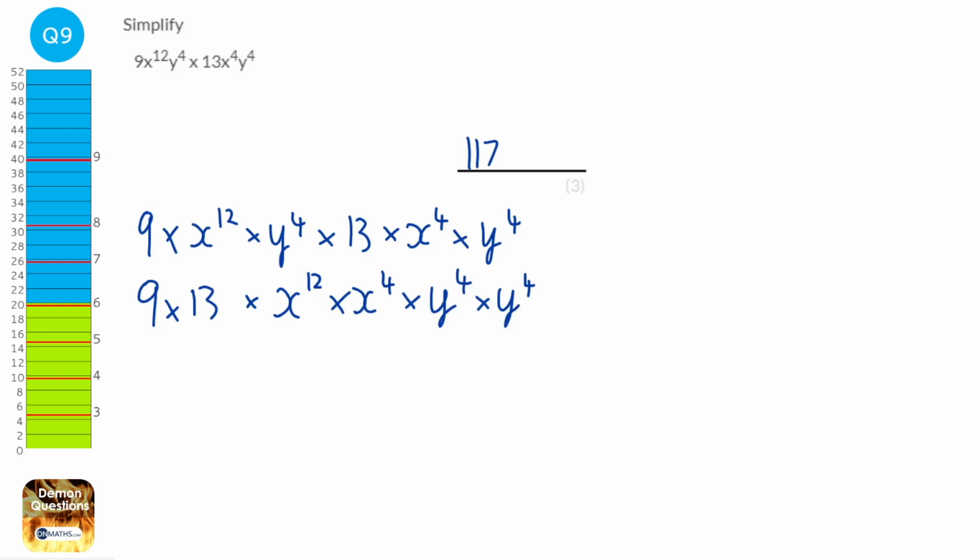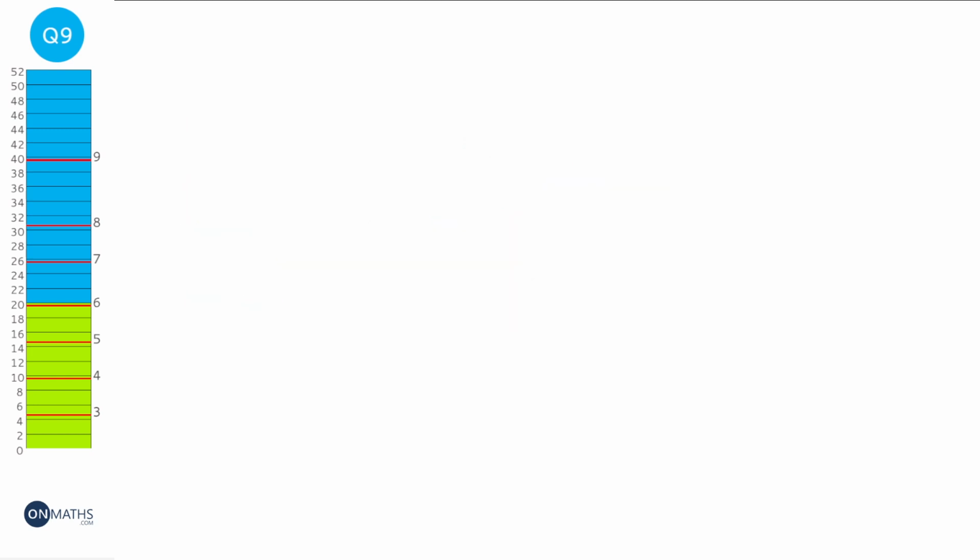Now we know when we multiply two powers of the same base, and the base is x on both of those, we just add the powers. So it's 12 plus 4, which is 16. So it'll be x to the power of 16. And then y to the power of 4 times y to the power of 4, we just add them together, so it's y to the power of 8.